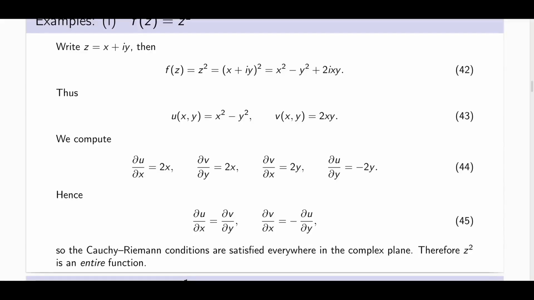Let's look at 4 examples to see how the Cauchy-Riemann conditions decide whether a function is analytic. First, the function that squares a complex number behaves perfectly. Its real and imaginary parts fit together exactly the way the conditions require. This makes it analytic everywhere, an entire function.